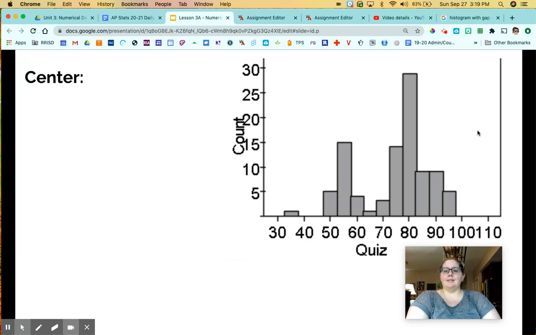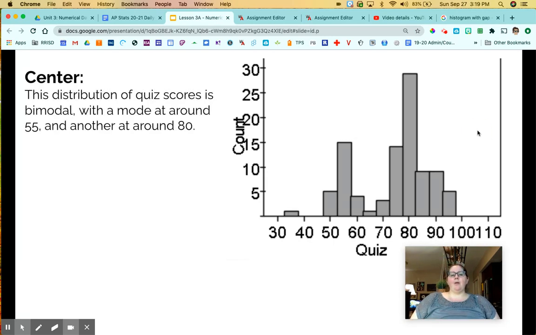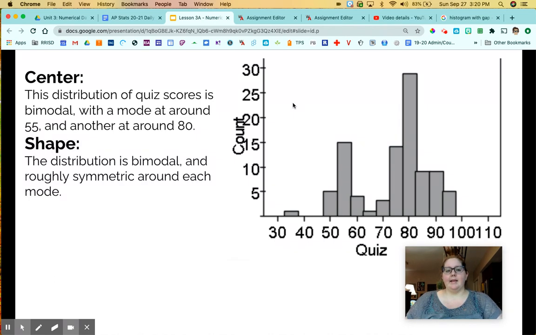So for center, I would probably say this distribution is bimodal, which means there are 2 modes or peaks, one in the 50s and one at around 80. For shape, again, I'm saying it's bimodal. But it is roughly symmetric around each mode.